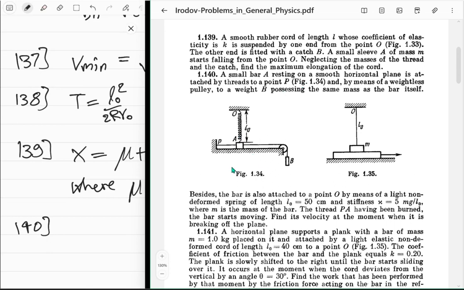Then it's inextensible. Cool. Besides, the bar is also, so in that case this can only go by circular motion. Fine. Attached to point O by means of a light non-deformed spring of stiffness, okay, whatever. Find its velocity at the point when it is breaking off the plane. What? When it's breaking off the plane.